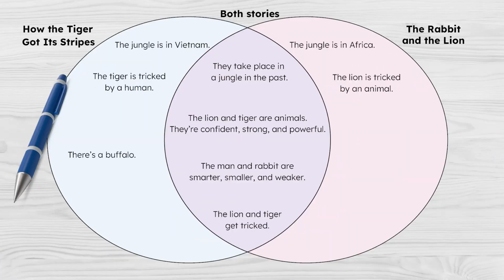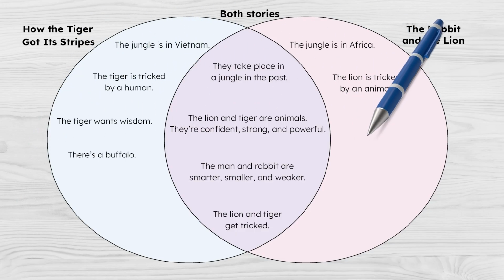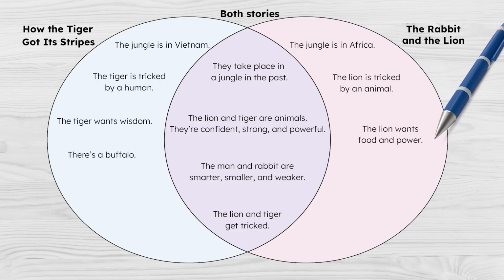Now let's discuss the plot. Stories often have many differences in the plot, so we don't need to list everything. Instead, we should summarize. Remember how we practiced summarizing in my last video? We described the most important parts in a clear, short way. Let's start with this question about the plot. What do the tiger and lion want? The tiger wants wisdom, while the lion wants food and power.